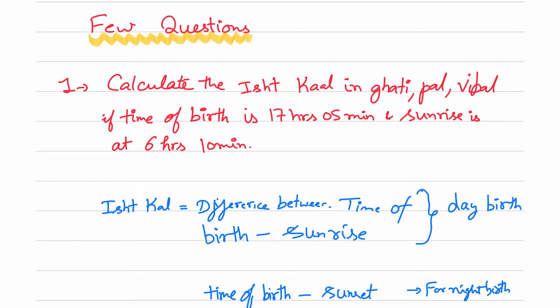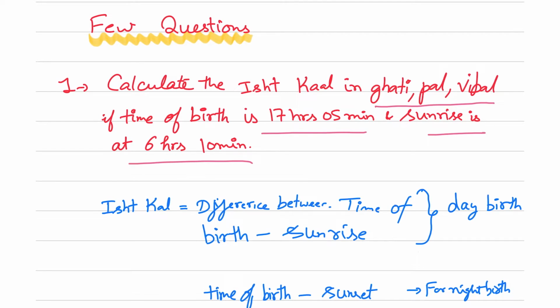Friends, today I will show how to solve a few problems which were asked in previous year's question papers. Similar questions were asked in previous year question papers. The first example question is: calculate the Isht Kal in ghati, pal and vipal if the time of birth is 17 hours 5 minutes and sunrise is 6 hours 10 minutes.